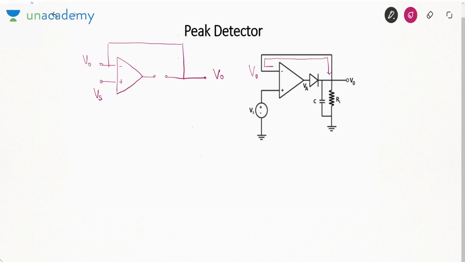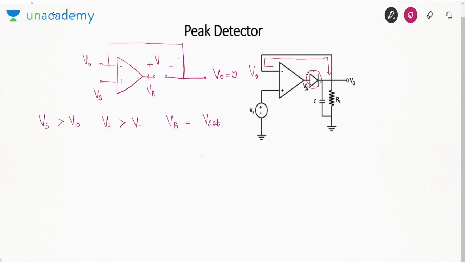Now see one thing, if this is an open loop connection, there is no feedback path. If Vs is greater than V naught, in that case the positive terminal voltage is more than negative. If positive terminal voltage is more than negative, then this Va, the output of Opamp, is plus Vsat. It is in open loop configuration, it is working as a comparator. If Va is plus Vsat, then this diode will be on, because V naught is 0.